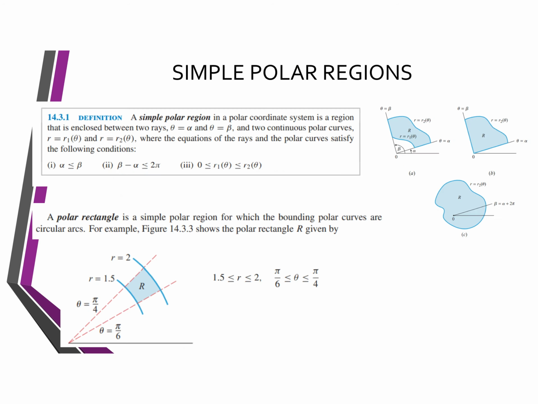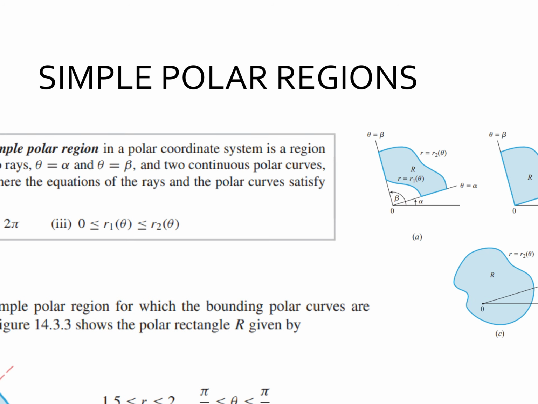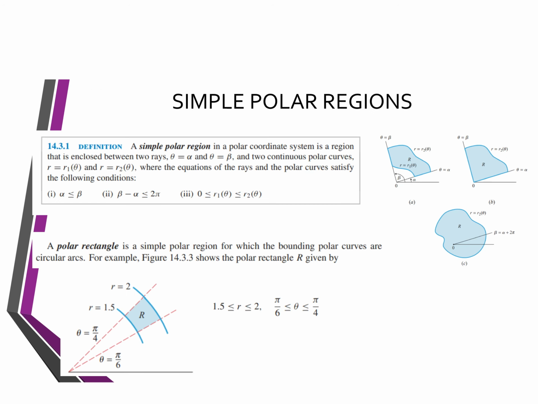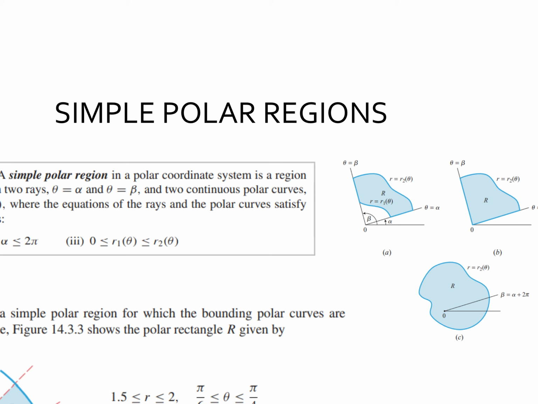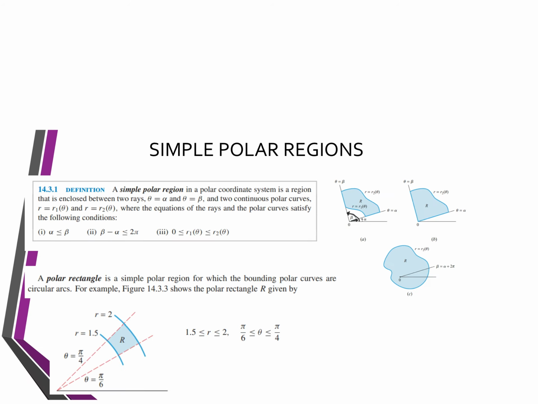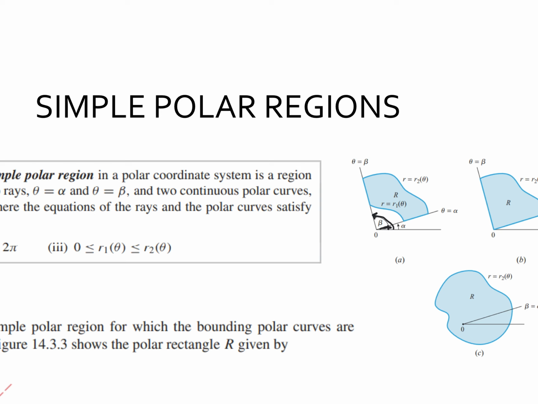Okay, now let's proceed to simple polar regions. A simple polar region in a polar coordinate system is a region that is enclosed between two rays, which are theta is equal to A, and also theta is equal to B, and two continuous polar curves, which are R1 and R2.